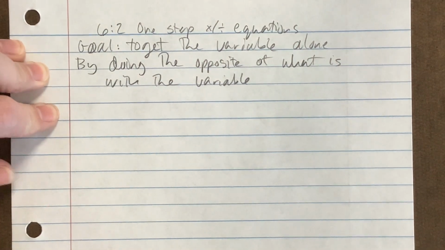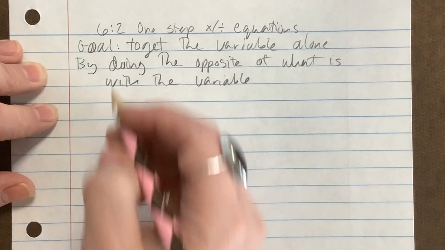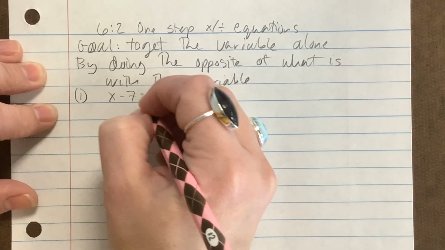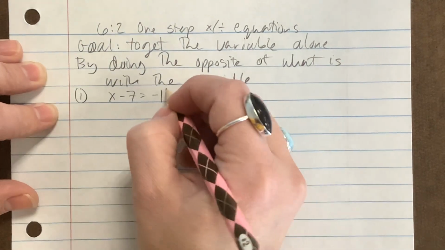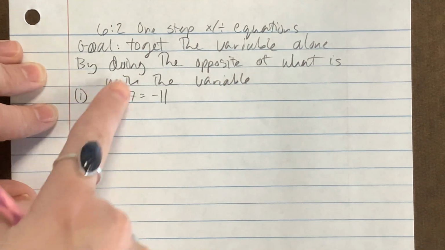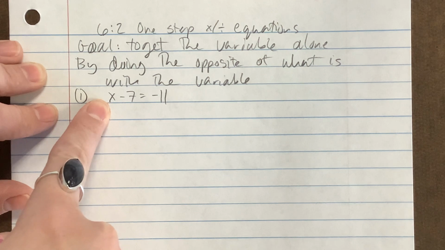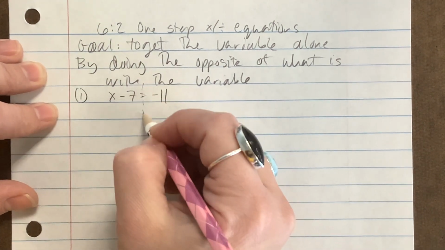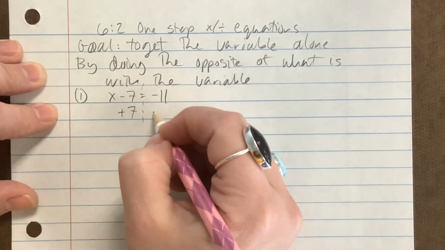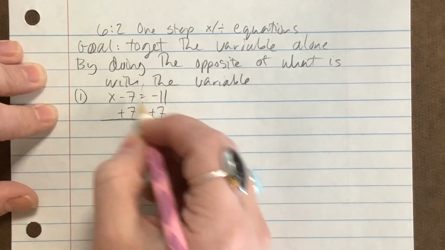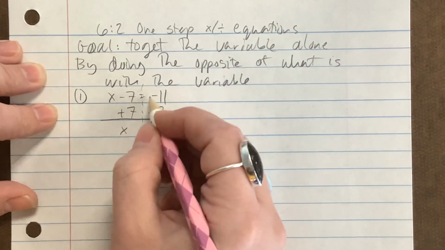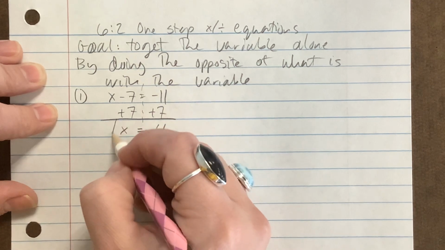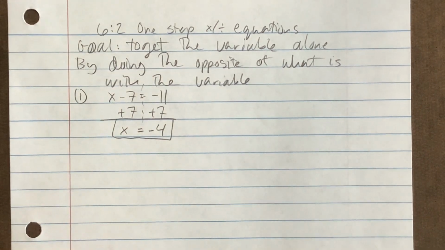Yesterday we had addition and subtraction problems. They kind of looked like this. We had something like x minus 7 equals negative 11. I ask what is with our variable, and that's a minus 7. So the opposite of minus 7 is a plus 7. We do that to both sides. We bring the x down, that's 0, bring the equal sign down, and we've got negative 4. So that's what we were doing yesterday.